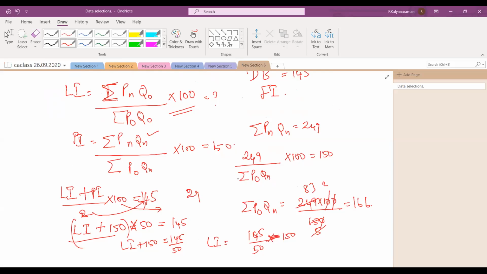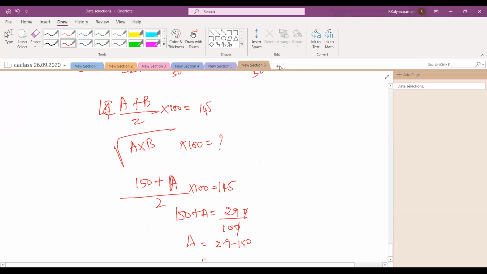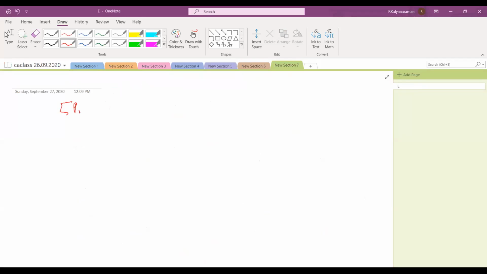Sigma, we'll check the data once again. Sigma of PnQn is 249. Sigma of P naught Q naught, this is 150. Paasche's index number is 150. Drobish and Bowley's index number is 145.